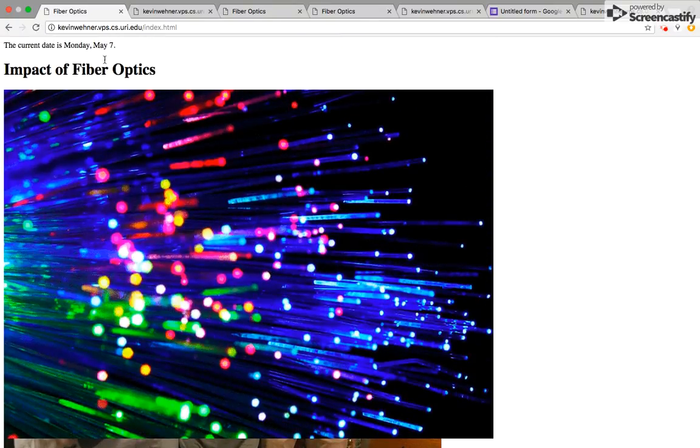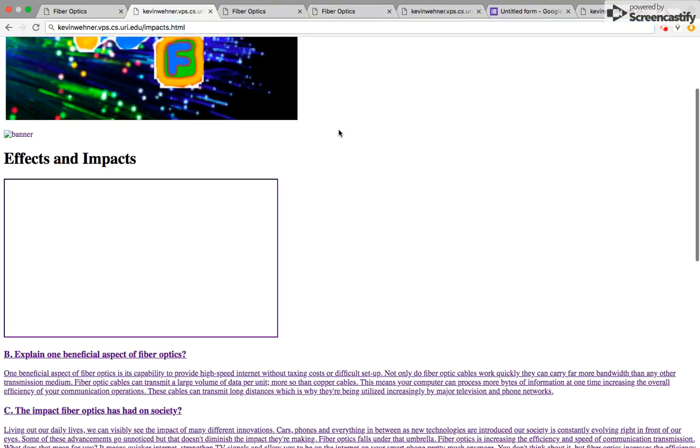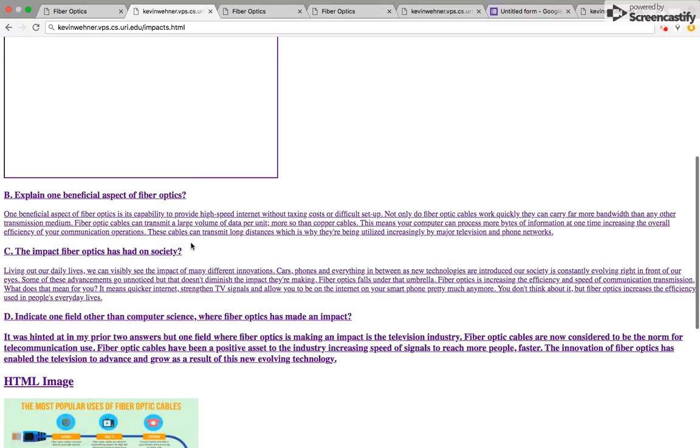So as we go through, we'll start with the effects and impacts section. So this discusses the effects and impacts fiber optics has on the world. This says to explain one beneficial aspect of fiber optics. It talks about the high-speed internet with not difficult setup that fiber optic can provide and why it's used by so many cable companies across the world.